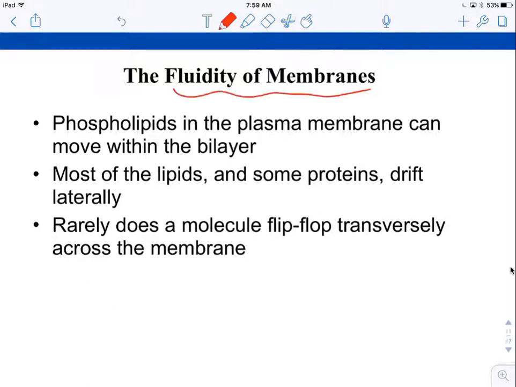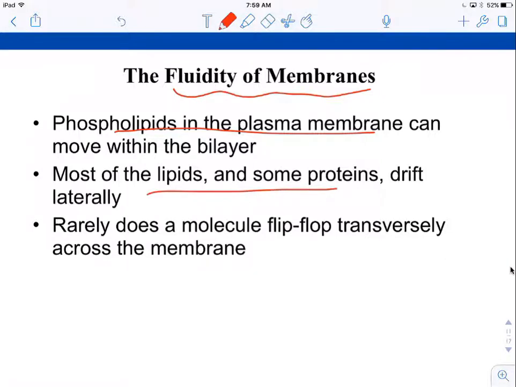So let's focus a little bit on the fluidity of membranes. Again, membranes, it's hard to think of this thing that encloses our cells as a liquid, because how can that be a barrier? But it really is more like a liquid than it is like a solid. There's a lot of movement within the membrane. Okay, so phospholipids can move within the membrane.